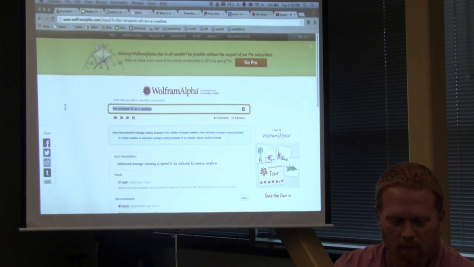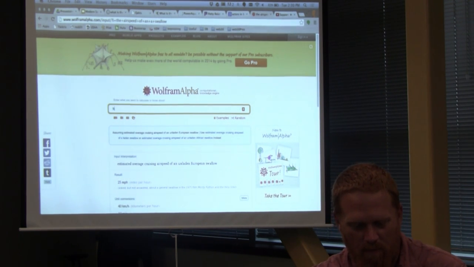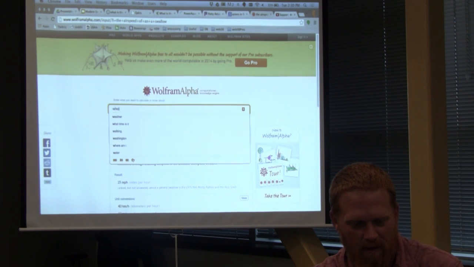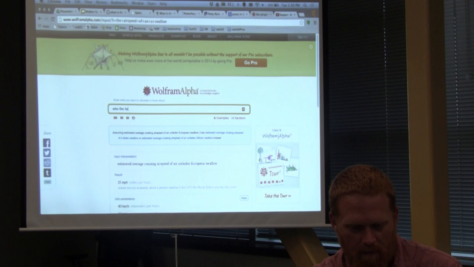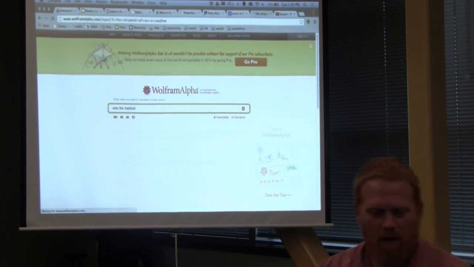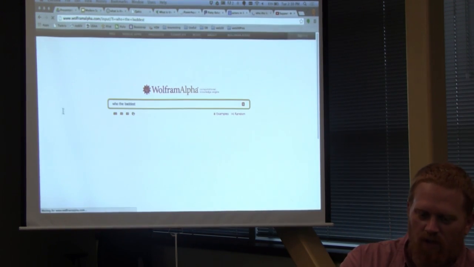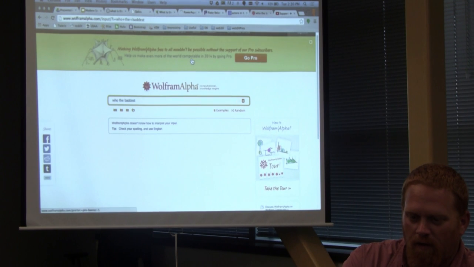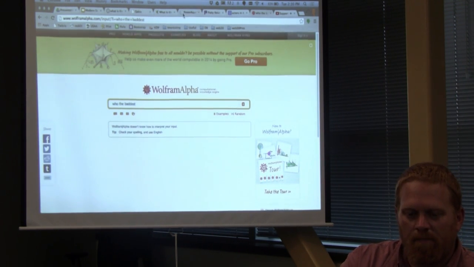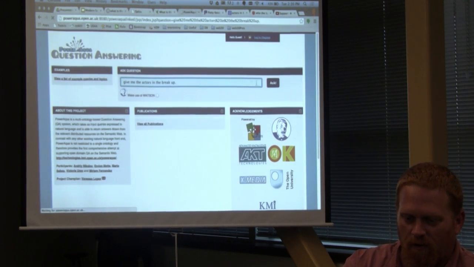It will also, if you ask it, I think, who the baddest... I don't remember how it was, but it will do Shaft back and forth with you if you know how to type it in. Yeah. Power Rock was still going.